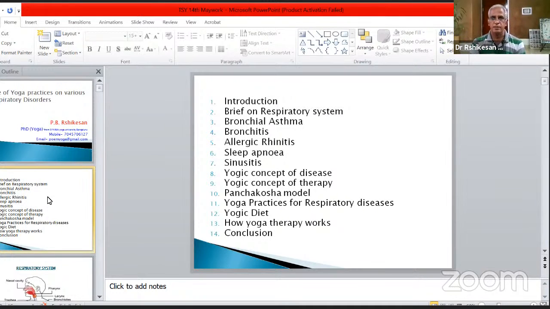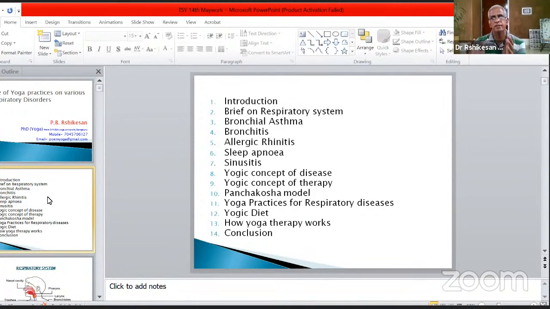For all the disorders, whatever NCDs, the non-communicable diseases we are discussing, this is applicable everywhere. We will discuss a few points on that as yoga therapy fundamental concepts in between, but we will focus on the respiratory system disorders today. So this will cover the introduction and then a brief on the respiratory system.